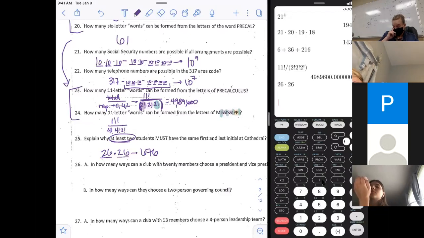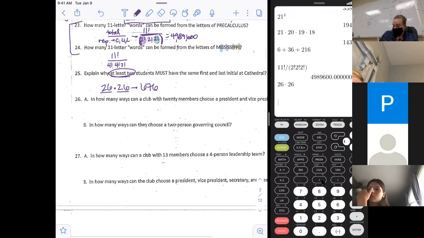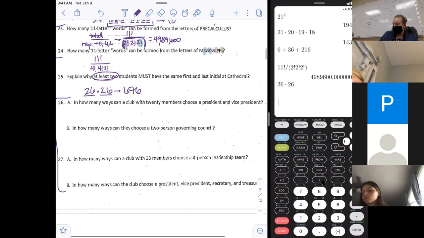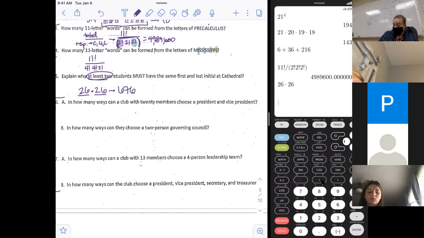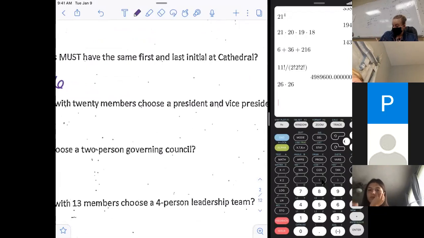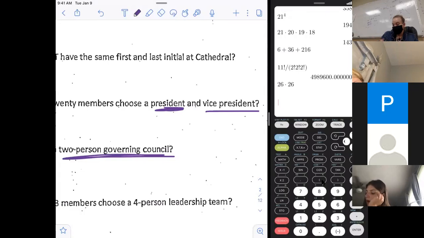All right. These next 2 are very similar. And this is where I'm going to talk about a permutation and a combination. It matters which order you pick things in. So I'm going to read 26A and B, and we're going to think about how those are different. 26A says, in how many ways can a club with 20 members choose a president and a vice president? And letter B says, in how many ways can they choose a two-person governing council? Two-person governing council, president, vice president.